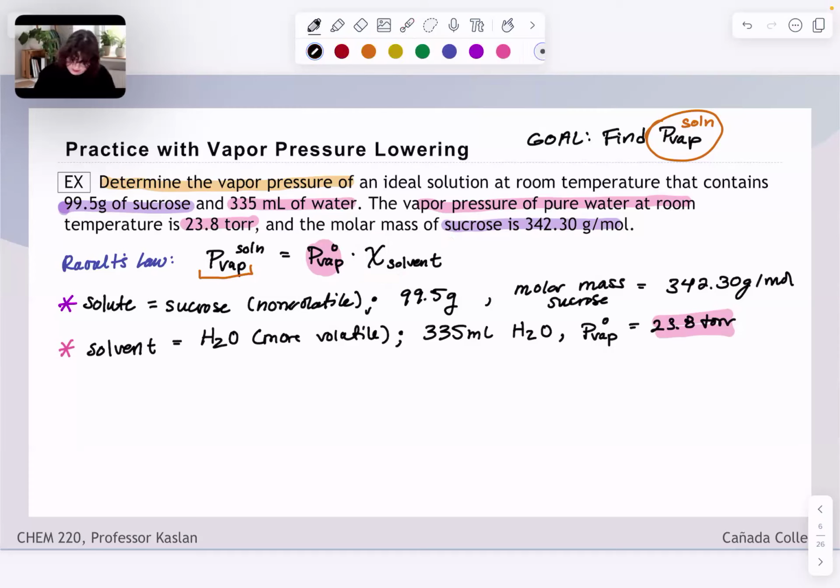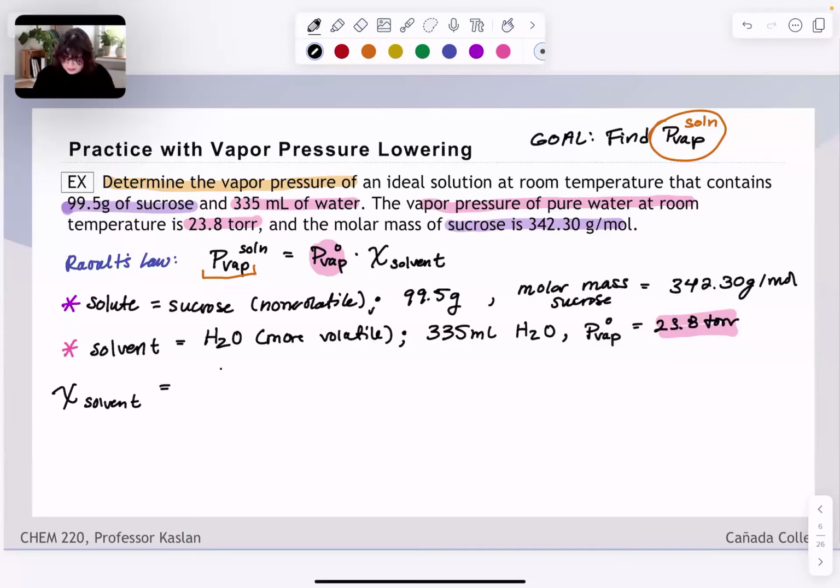So let's remind ourselves about mole fraction. The mole fraction of solvent in solution, in this case, would be the number of moles of water over the total moles in solution, which is the moles of our solvent and the moles of our solutes.